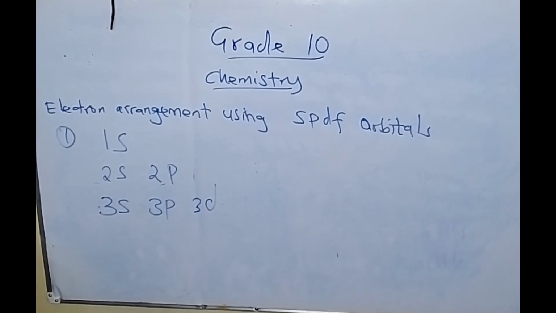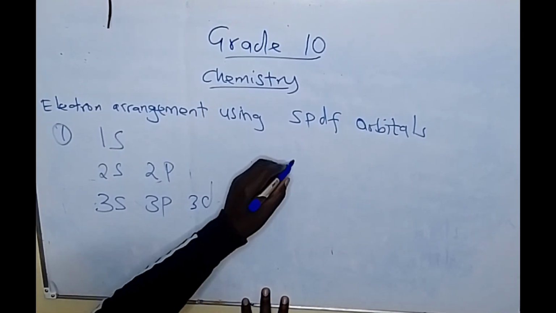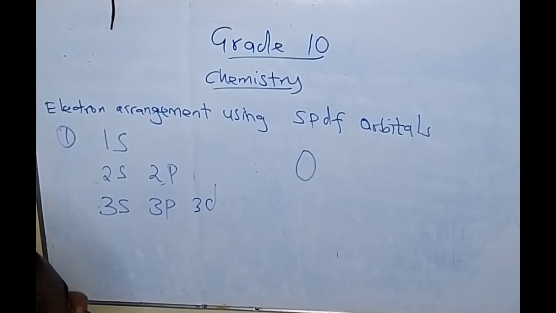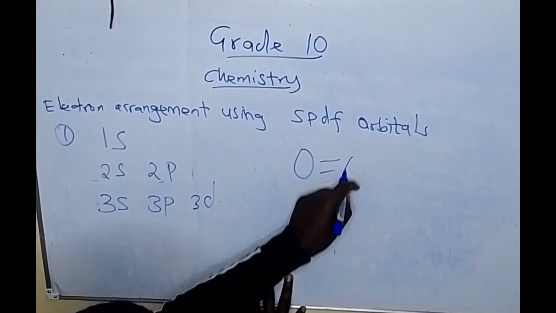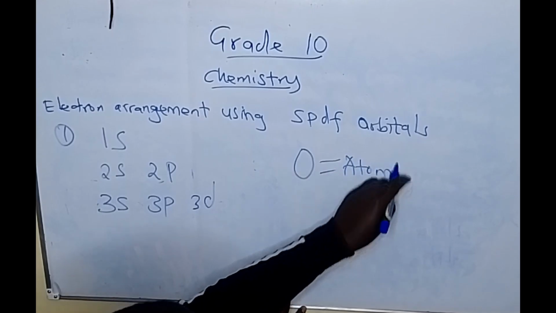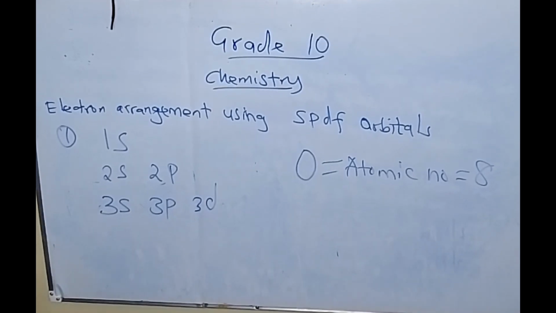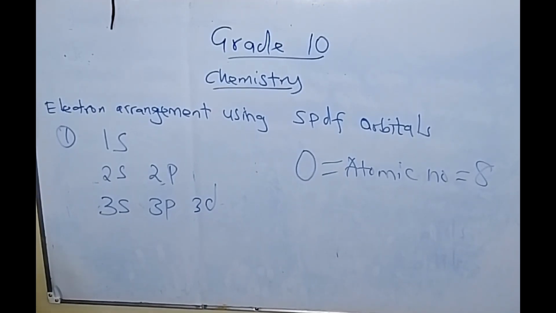For example, let's talk of oxygen. We have the oxygen atom. I believe people have covered the content of atomic number. The oxygen atom has atomic number 8. How am I going to represent all the electronic arrangement using s, p, d, and f orbitals? This is rule number one: the lowest energy level should be filled first before going to the next one.